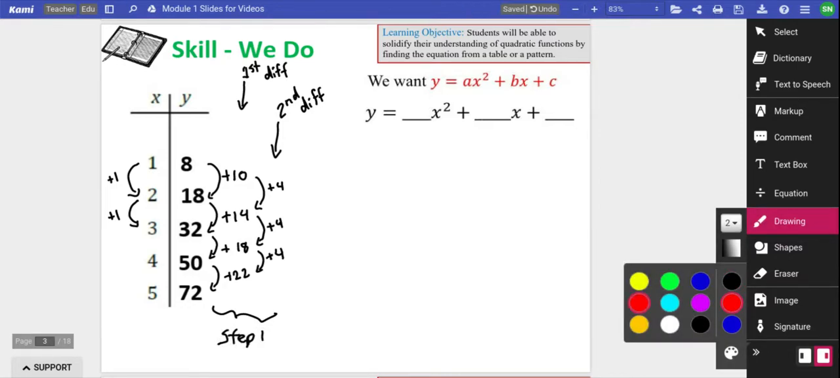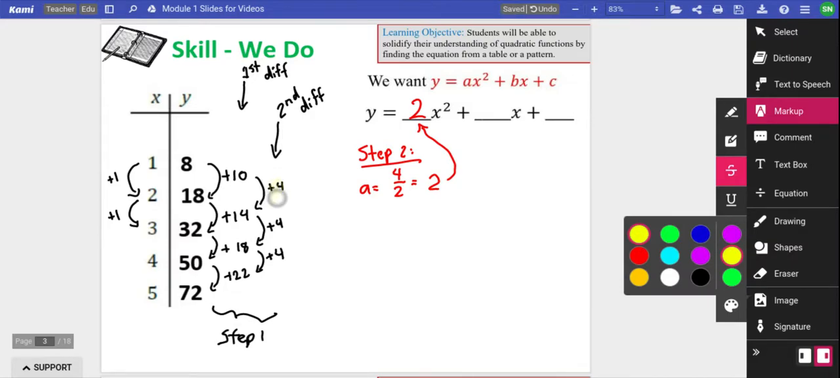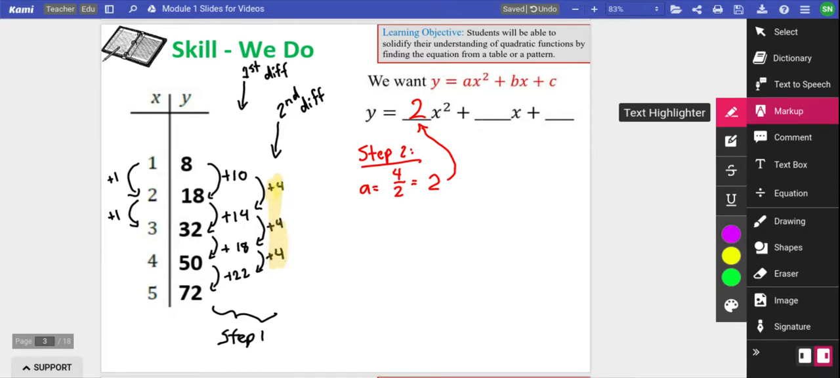Step 2, we're trying to find A. So we take the second difference. The second difference is 4, and divide that by 2. That gives us 2, and this goes in for A. Here's the second difference, which we put here and divide by 2.